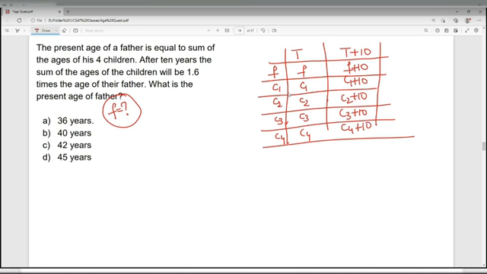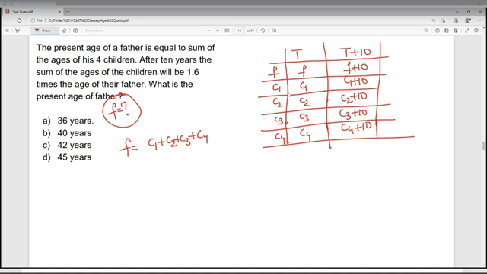So this T is the current age. After 10 years, we add plus 10 to their ages. So F becomes F plus 10, C1 becomes C1 plus 10, C2 becomes C2 plus 10, C3 becomes C3 plus 10, C4 becomes C4 plus 10. So what they've given us, the present age of the father is equal to the sum of the ages of his 4 children. So F is equal to C1 plus C2 plus C3 plus C4. So this is one statement that they have given.